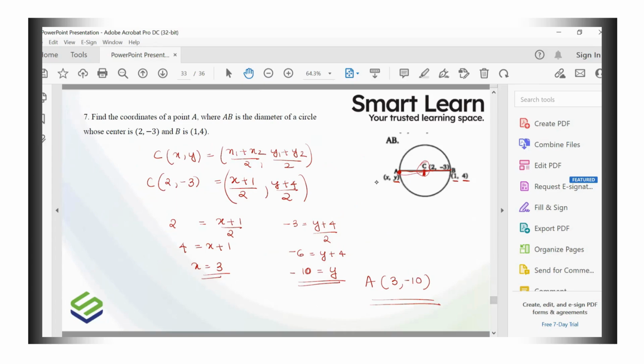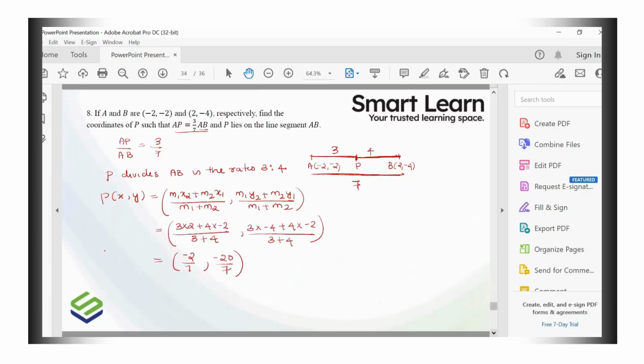That is x plus 1 by 2 is 2. Y plus 4 by 2 is minus 3. So you will get 2 equal to x plus 1 by 2. That is 4 equal to x plus 1. So x is equal to 3. Minus 3 equal to y plus 4 by 2. So that is minus 6 equal to y plus 4. So y equal to minus 10. So A is 3 comma minus 10.